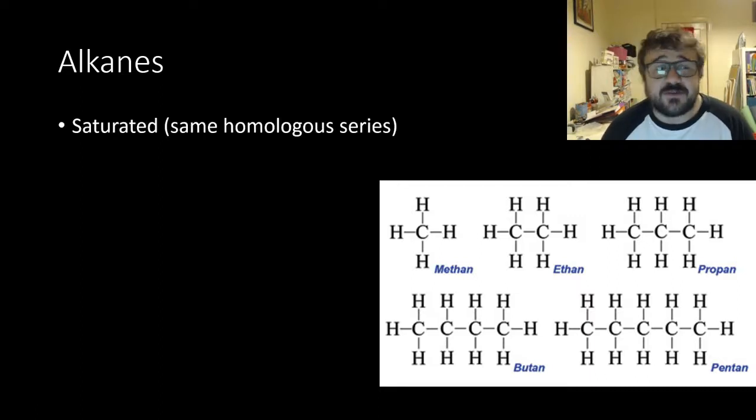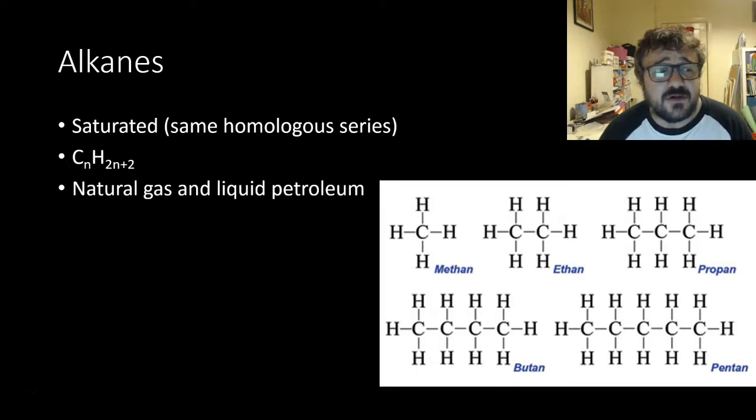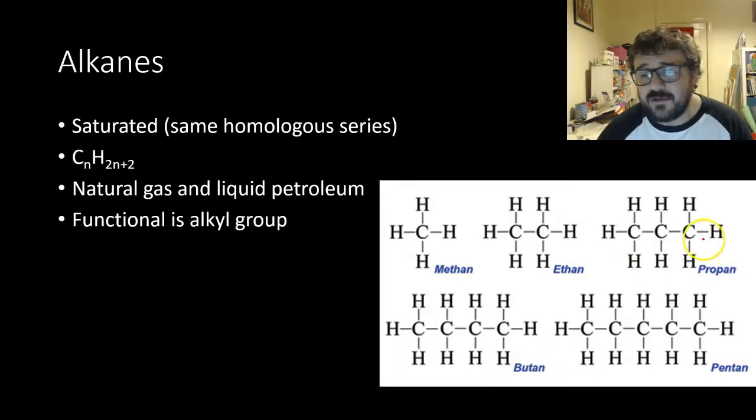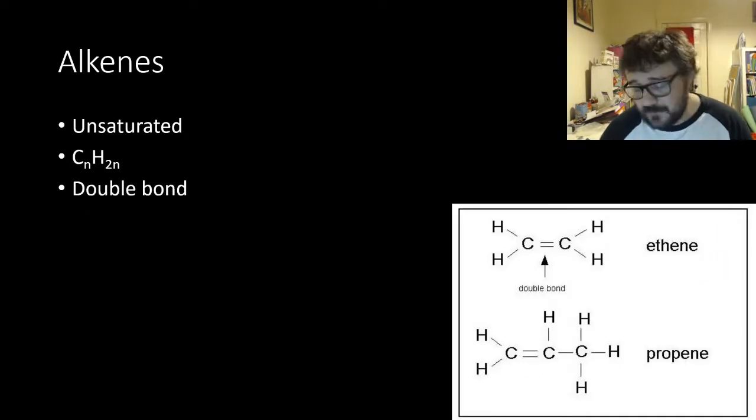First we have our alkanes, which are saturated, and they have the same homologous series. Saturated means there are no double bonds throughout. That is the homologous series. The standard formula is CnH2n+2. Natural gas and liquid petroleum are some examples. And the functional group is called an alkyl group. Single bonds are the key defining factor.